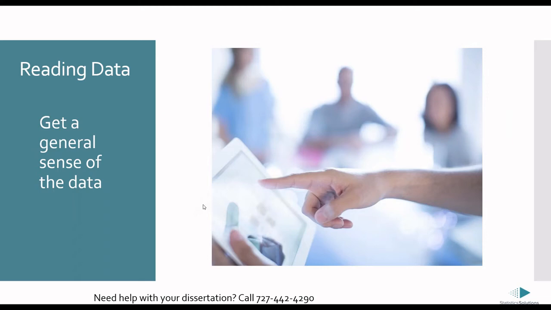And one of the first things that you want to do with the analysis is to read your data. Go through all of your data. And this is why I say it can be very helpful to do your own transcription, because this is your first opportunity to get a general sense of your data. You explore the whole picture, okay? So you want to be very familiar with your data before you really get into the analysis. And this is a good starting point no matter what analysis plan you end up using for your qualitative study.